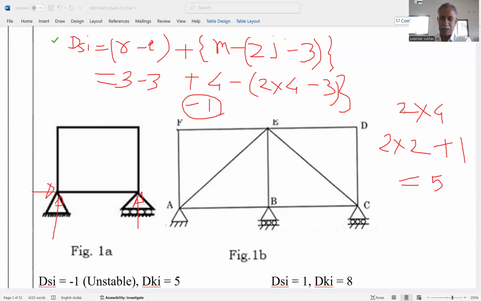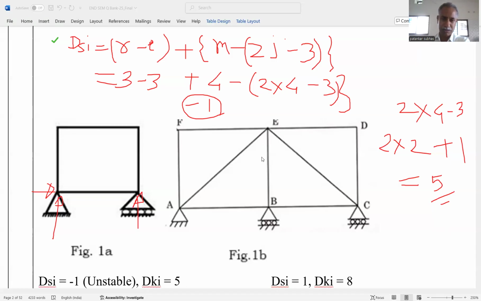Similarly, here I have considered 2 multiplied by 4 for 4 joints, but because of the hinge, we can reduce 2 equations because it restricts the movement along both x and y directions. So 2 and 1 along the vertical, so 3. So 4 multiplied by 3 minus 5, that is 8 minus 3, that is 5. So we get the degree of kinematic redundancy is 5.